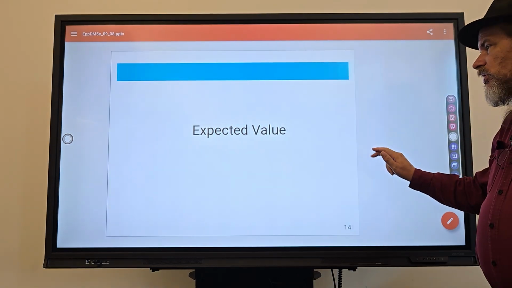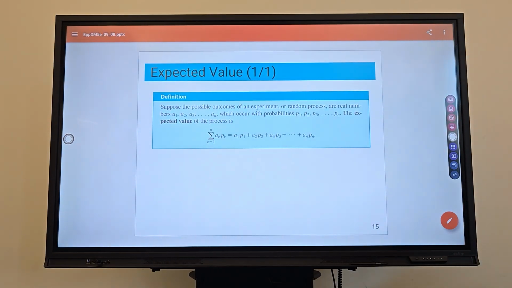Expected value. Suppose the outcomes of an experiment or random process are real numbers, A1, A2, A3, etc. to An, which occur with probabilities P1, P2, P3, to Pn. The expected value of the process is the summation of A sub k times P sub k, where k is 1 to n.